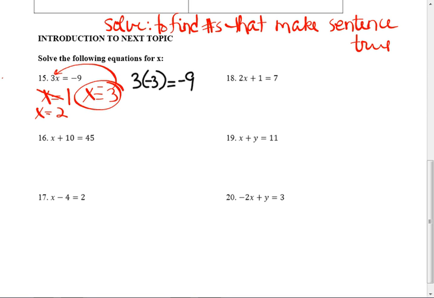16. What do you add to 10 to get 45? Okay, you claim it's 30. Is 30 plus 10 equal to 45? Okay, so 30 didn't work, but does 35 work? Yeah, there's nothing wrong with guess and check. The problem is, Cole, it doesn't work all the time.